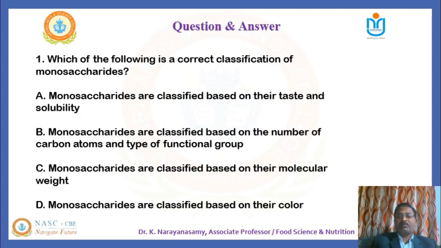Now it's time for a quiz, or question and answer. Friends, you can try to answer this question. Which of the following is a correct classification of monosaccharides? A. Monosaccharides are classified based on their taste and solubility. B. Monosaccharides are classified based on the number of carbon atoms and type of functional groups. C. Monosaccharides are classified based on their molecular weight. And D. Monosaccharides are classified based on their color. So what is the answer? Give me the answer. Yes, the answer is B. Monosaccharides are classified based on the number of carbon atoms and type of functional group.